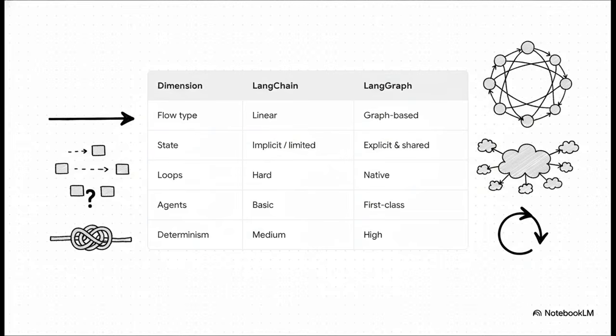And here's a huge one, loops. Trying to make a loop in pure LangChain is a headache. In LangGraph, it's a built-in natural feature. This makes your whole system way more reliable and predictable.